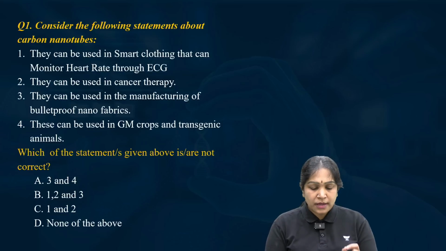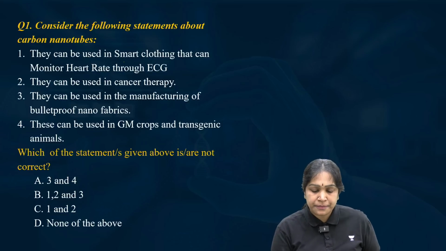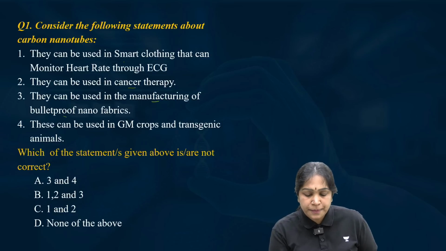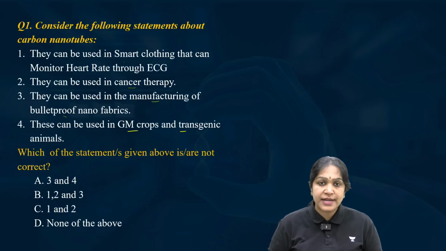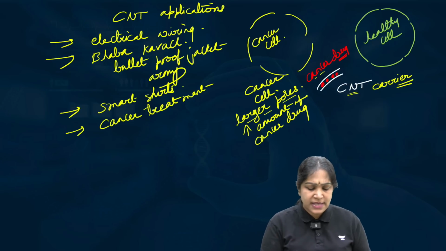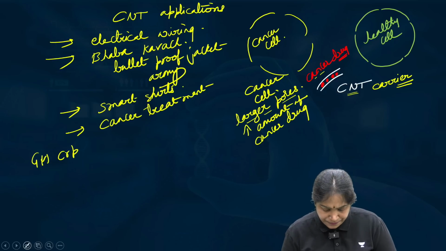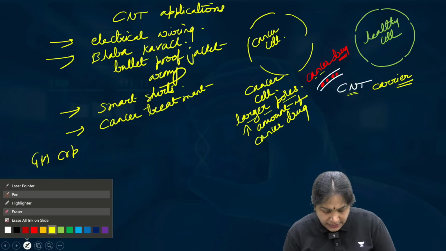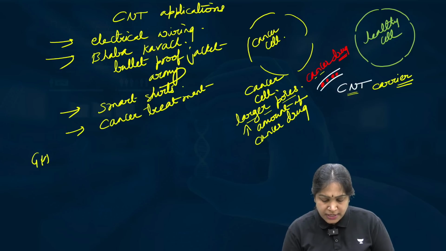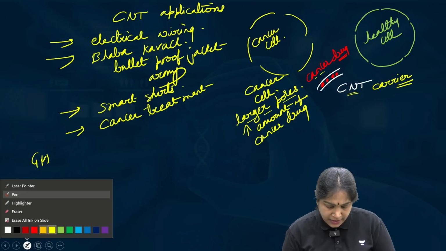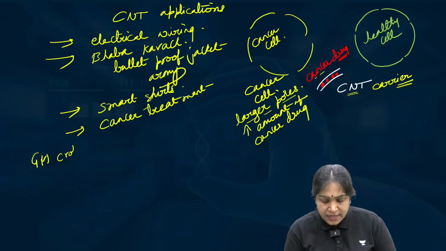They can be used as smart clothing, used in cancer therapy, manufacturing bulletproof jackets. We can use them in GM crops and transgenic animals. For example, that is another application. We can use them in GM crops. Then you may get a doubt, what is a GM crop? What are the GM crops?